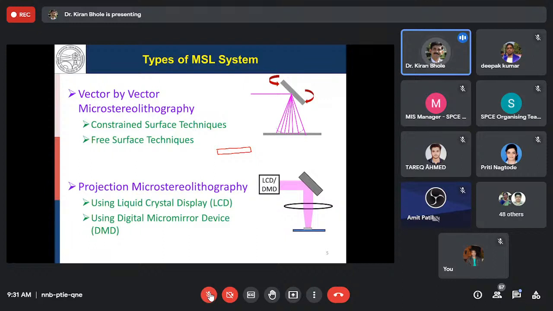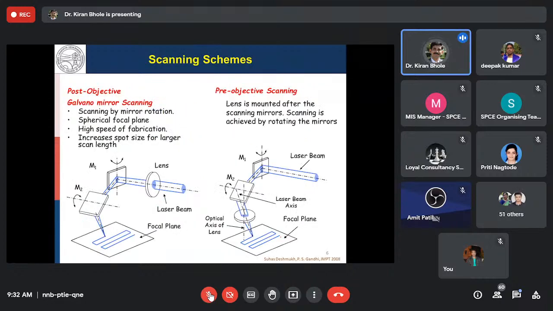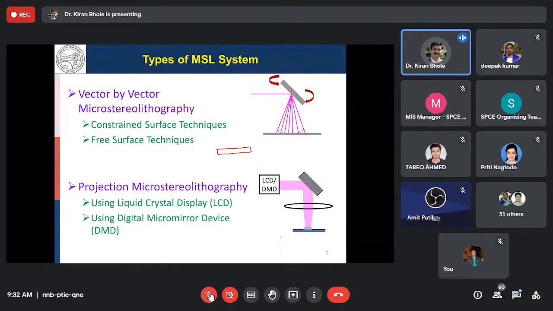So this is much higher in production rate, but the resolution is not at par with line by line scanning, because in line by line scanning we are focusing the laser light, and the focus spot is very small in size compared to the projection type. We can print the minimum feature size very easily in the case of line by line scanning or focus spot scanning, rather than projecting the entire 2D image.